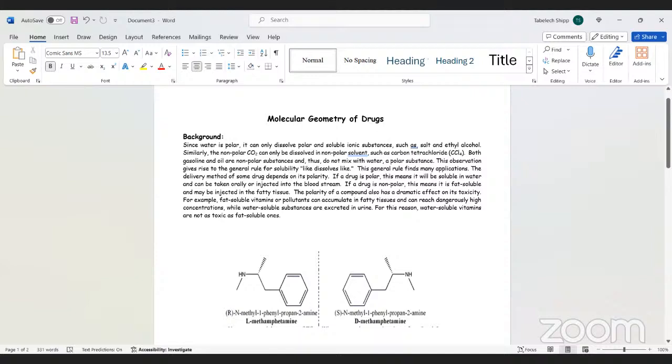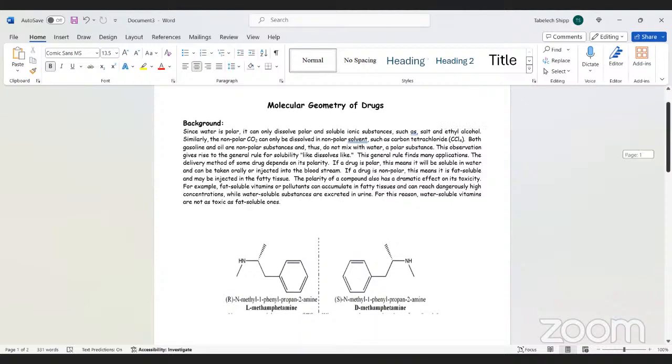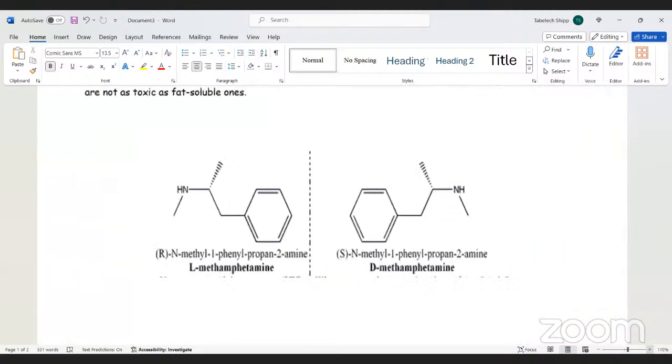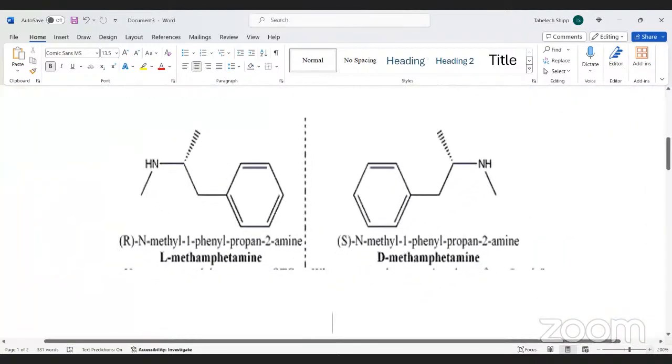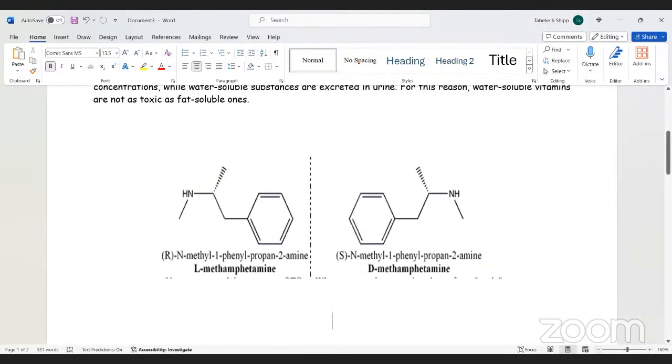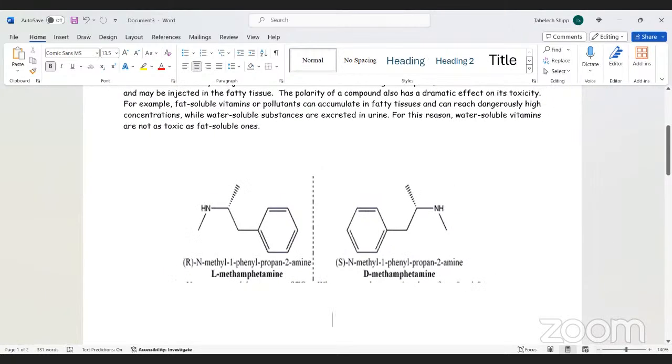Now you've got these two drug molecules on the screen, and I'm going to explain what they are. But here's how we get into this in chemistry when we talk about stereoisomers. Stereoisomers. And I'll give you the definition of that in a second. But before I do, let me zoom in so y'all can see this. Now, if you take a look, you've got what's called L-methamphetamine and D-methamphetamine.